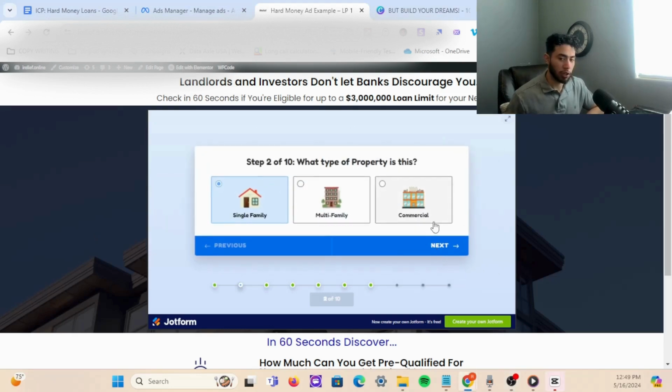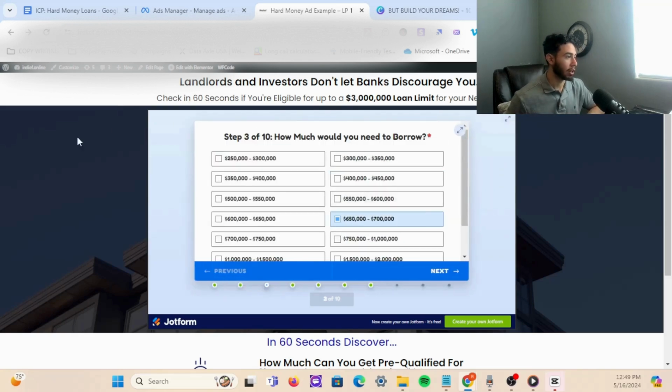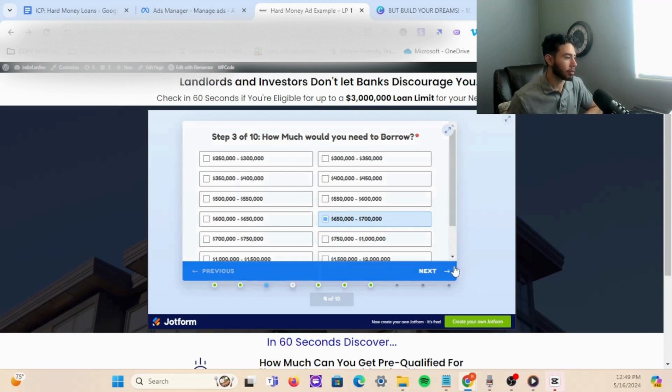And after the zip code, it's going to come to a selection of what kind of property it is. Go ahead and add what kind of property types on your Jotform. After that, we're going to ask for how much they need. What is the loan amount? You can do it in this format. That's how I set it up. So go ahead and just fill this out. They would go fill this out.